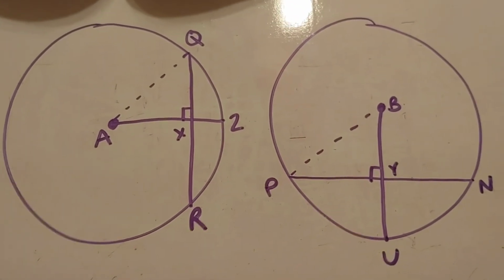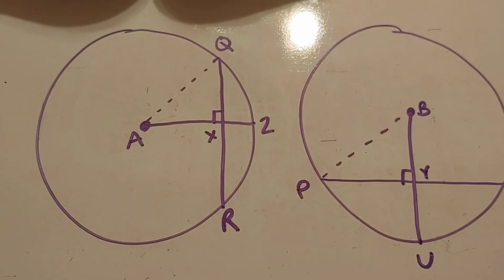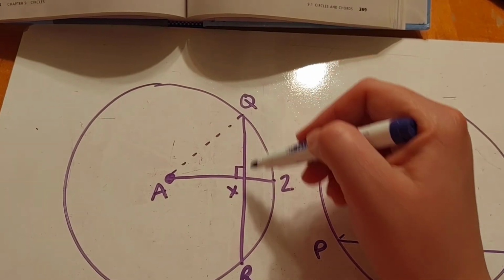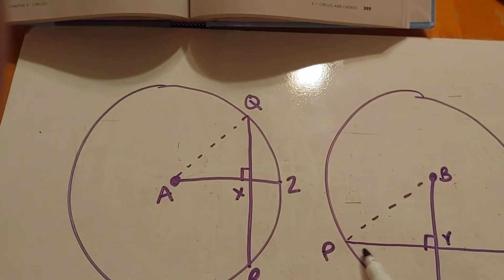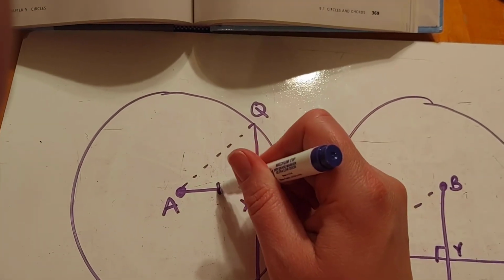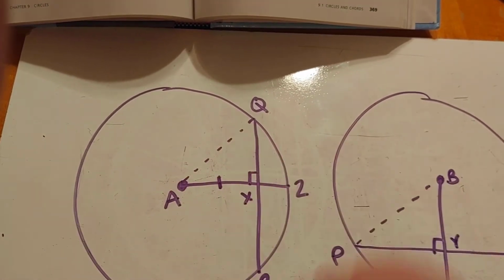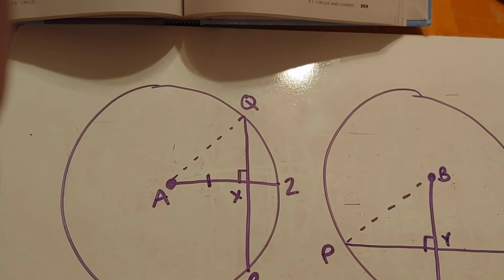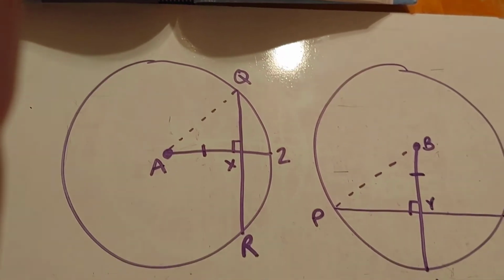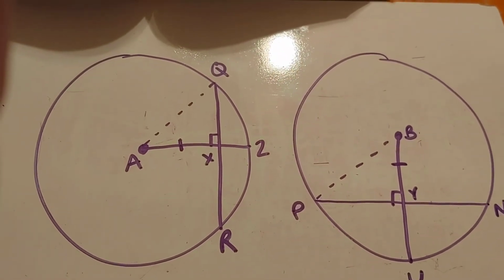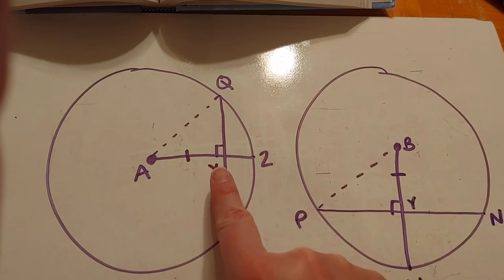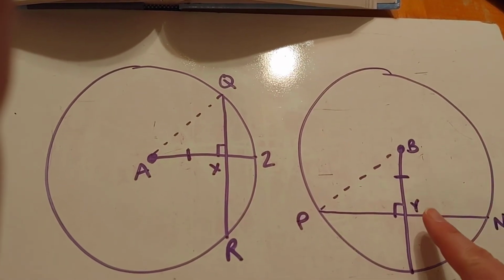This is just like figure 9.4. They're saying if two chords are the same distance from the center. I have a chord right here, QR. I have another chord right here, PN. Now they're saying that this chord is some distance, whatever this length is, AX from the center. And they're saying this chord is some distance, whatever this length is, from the center. They're saying if that distance is the same, I marked that with the 1 hash mark. So the distance from A to X is the same as the distance from B to Y.